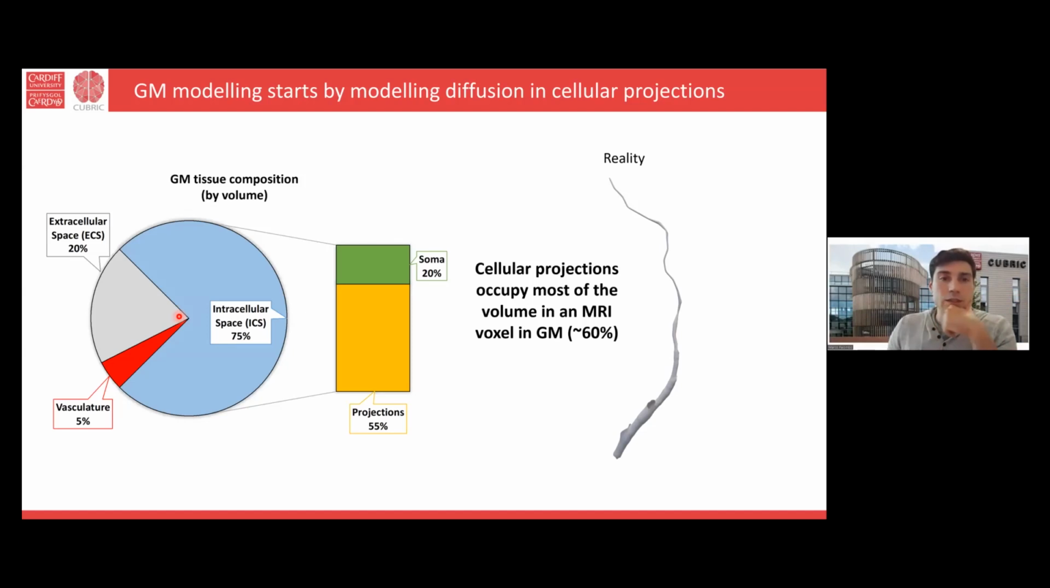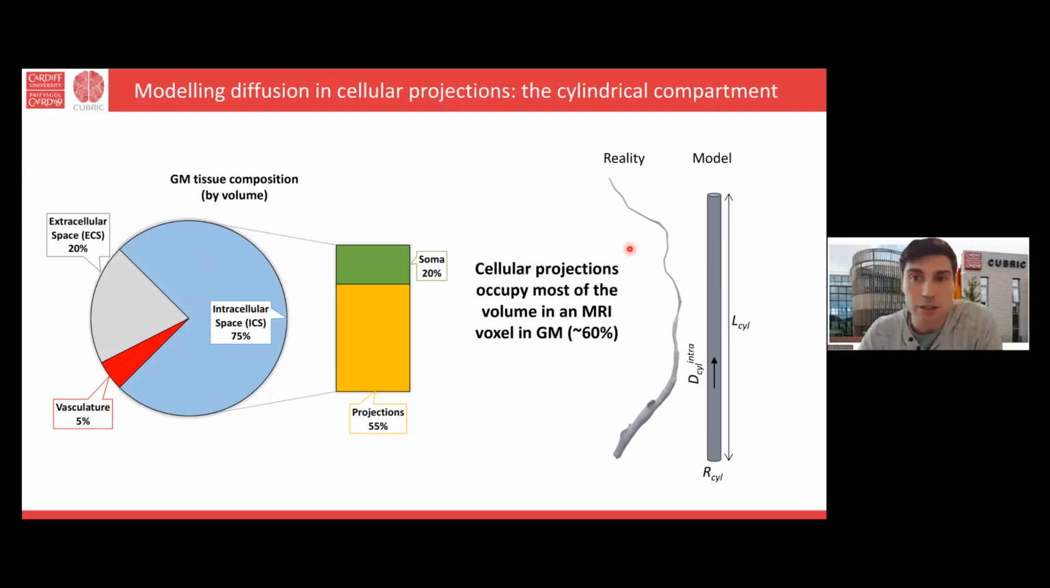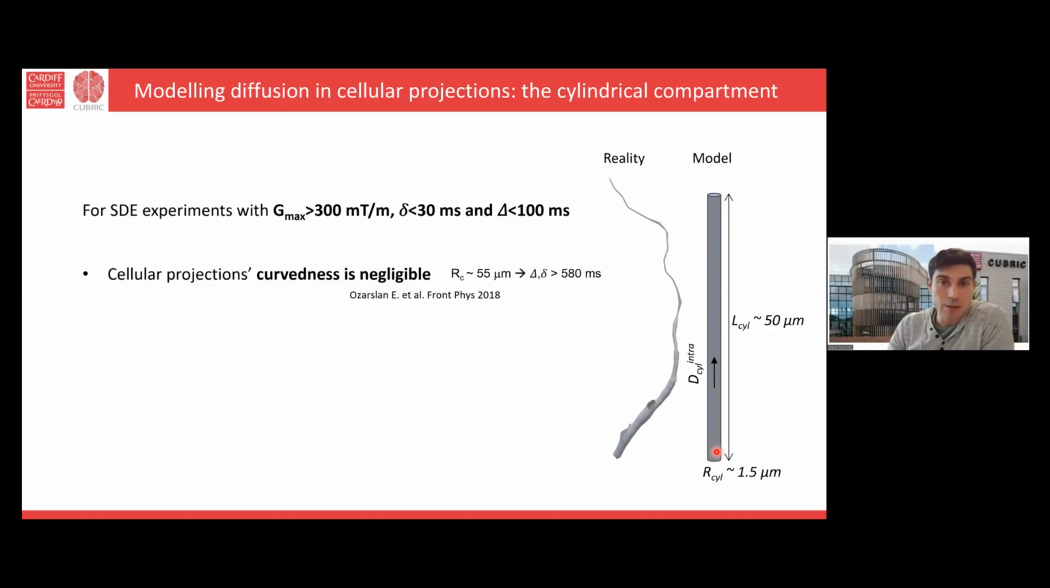So as we have seen, first of all, most of the space is intracellular in the gray matter, and most of the intracellular space is fibers. So the first feature we can imagine we can measure in the gray matter is the fiber density, or the neurite density, if you like. And in fact, the first model introduced for gray matter in the early 2000s used only straight cylinders as the main feature of the gray matter.